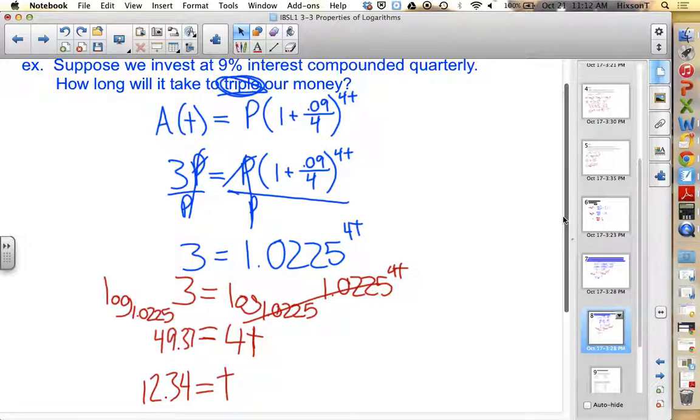If it asks for a specific year, if we invested it at the end of 2014, if you add 12 years to that, that would be 2026, plus another 4 months. Now we're into the year 2027. So if it said, in what year will our money be tripled? We could say in the year 2027. If it just is asking how long, then you can just leave it as a decimal part of a year. That's okay.